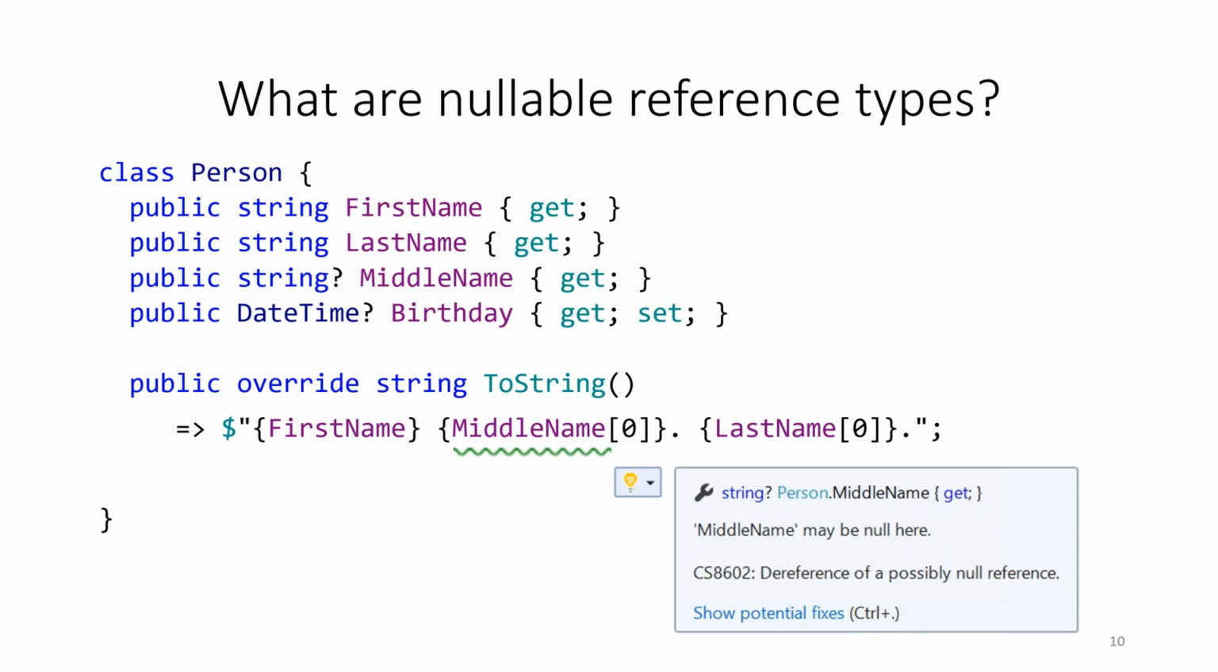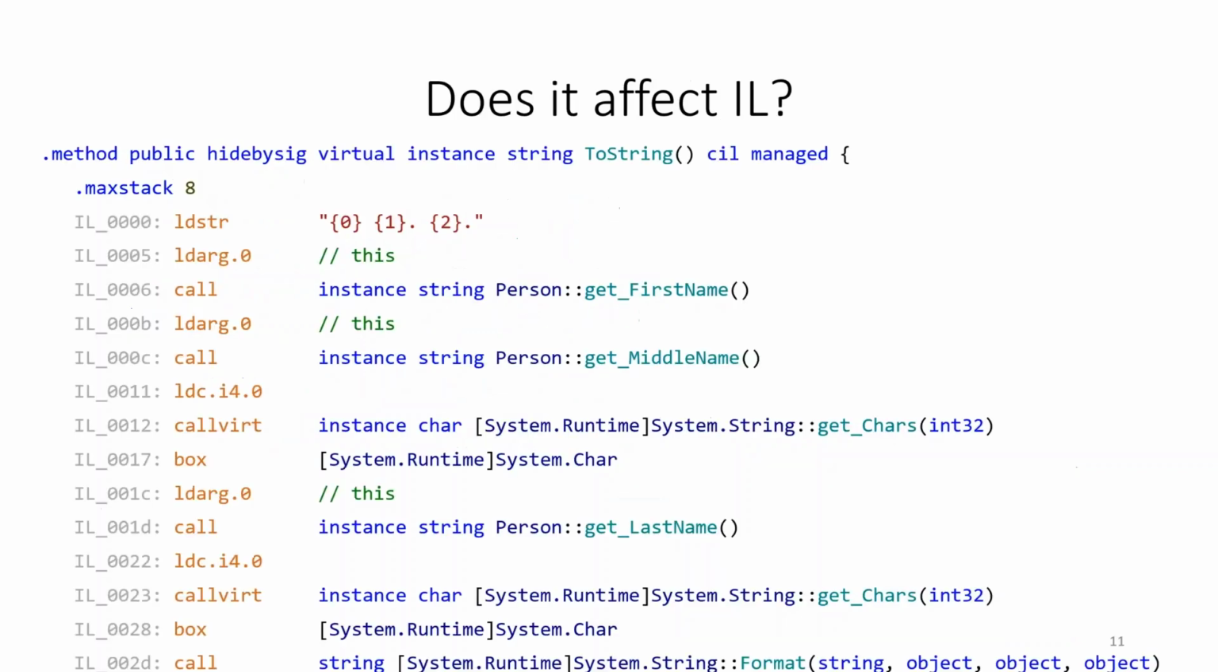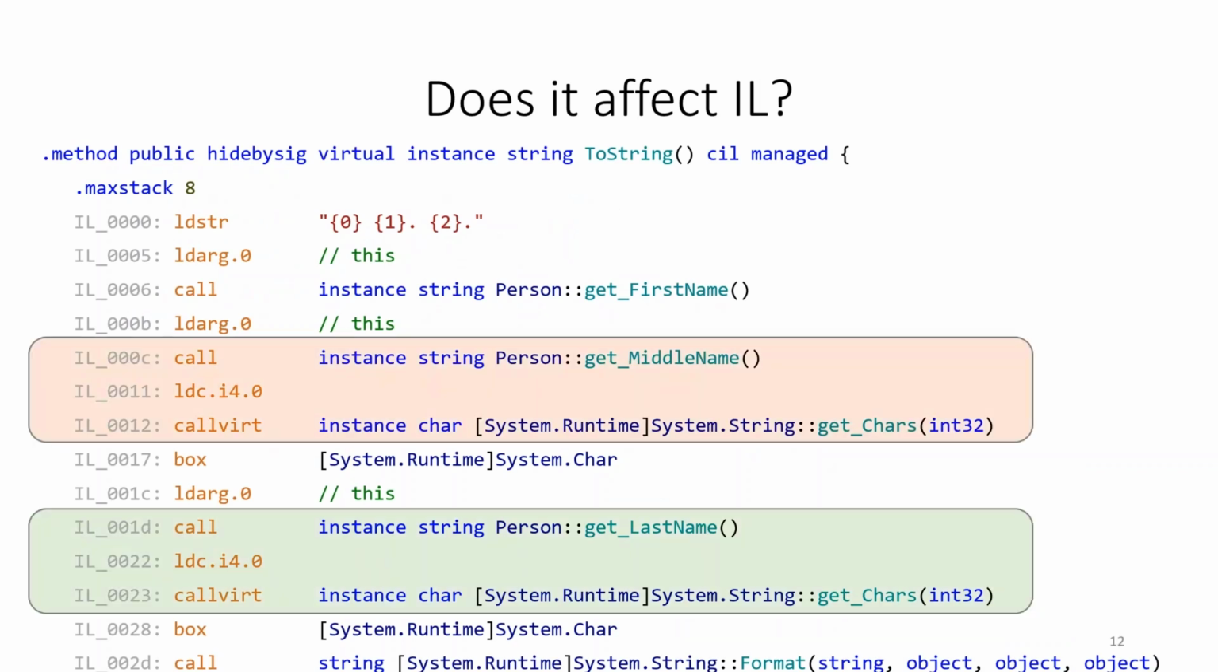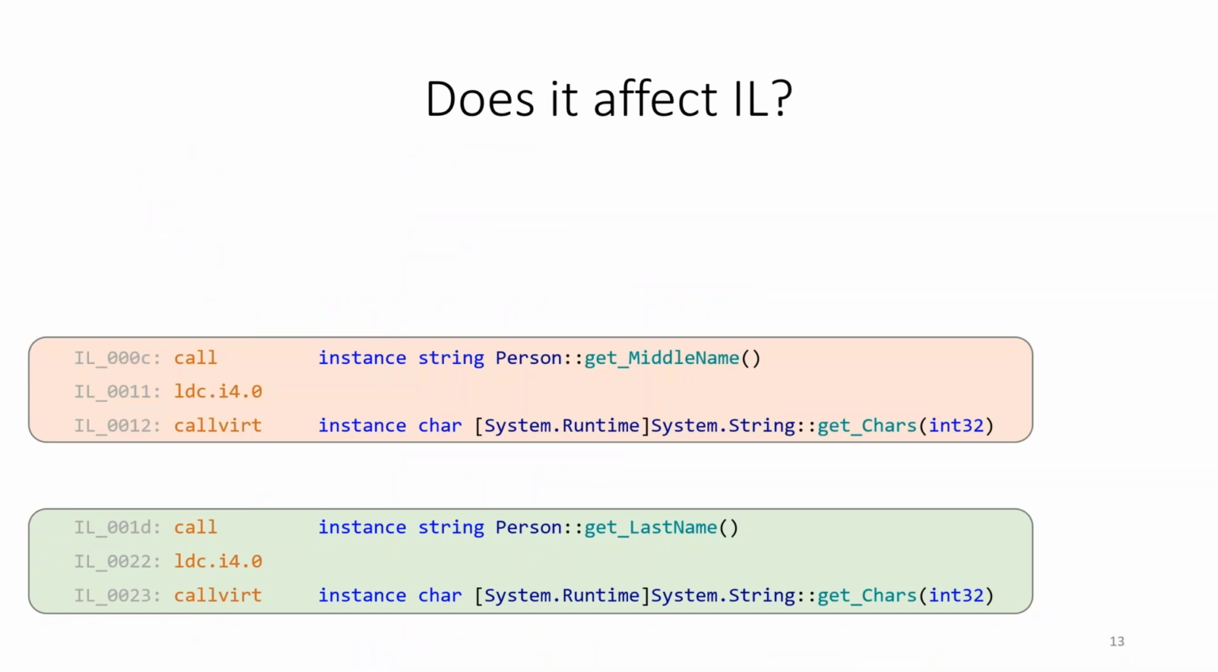And you might wonder whether it affects performance or not, and whether you still get the null reference exception if you ignore this warning. So to find this out, we'll need to check the intermediate language generated for this method. Don't worry if you don't understand what's going on there. There are just 2 relevant bits there, when we access the first letter of the middle name and the last name properties. And you can see that they're exactly the same 3 instructions, even though one of them is nullable and one of them isn't. So there is no performance impact on your code.